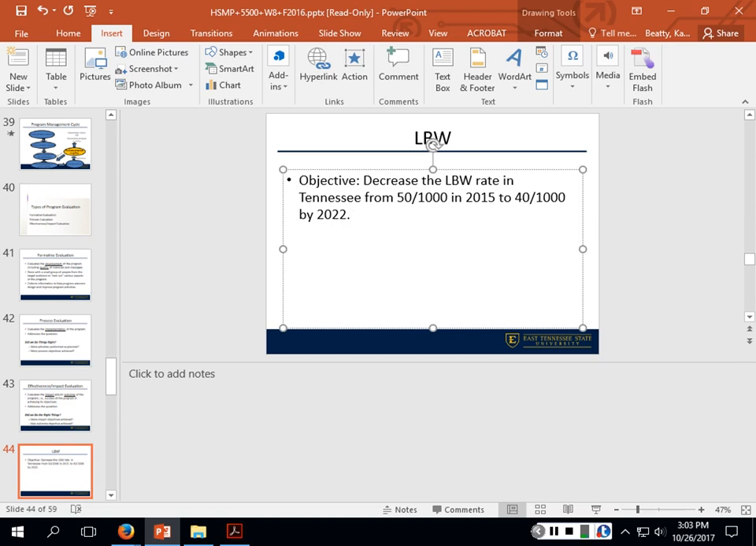Okay, now, how do we go about evaluating this? Let's say this is December 2022, excuse me. How do we determine if we have achieved our objective or not? We measure the low birth weight rate.